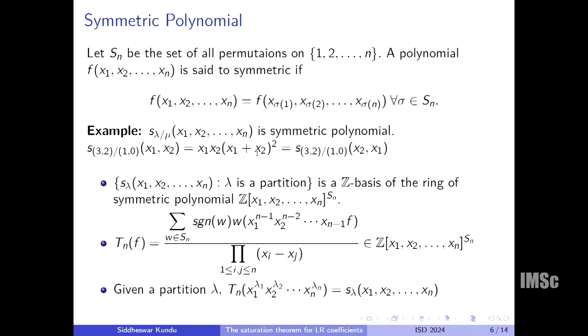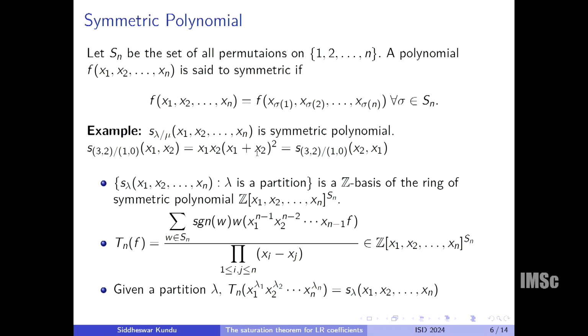Now I will say what a symmetric polynomial is. Let Sn be the set of all permutations on 1 to n. Then a polynomial f of x1, x2, ..., xn is said to be symmetric if f of x1, x2, ..., xn equals f of x sigma 1, x sigma 2, ..., x sigma n for all sigma belonging to Sn. For example, this skew-Schur polynomial is a symmetric polynomial. In the previous slide we have seen that the skew-Schur polynomial for 3, 2 / 1, 0 is x1 x2 times (x1 plus x2) squared. So if we change x1 to x2 and x2 to x1, it would be the same.